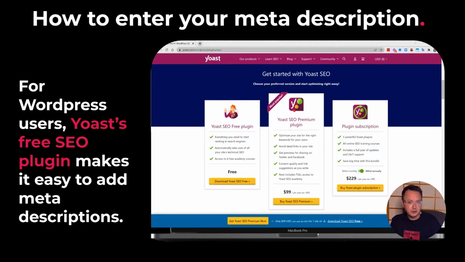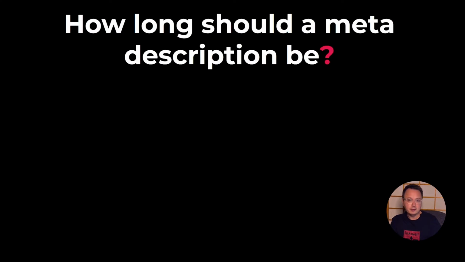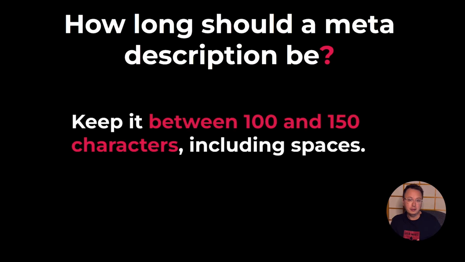But keep in mind, when you're writing your meta descriptions, you don't have a lot of space to work with. So try to keep it down to between 100 and 150 characters, including spaces. Otherwise, it's going to get cut off, which doesn't look great in search results. And once again, StoryChief is here to help you make sure that your meta description is just the right length.